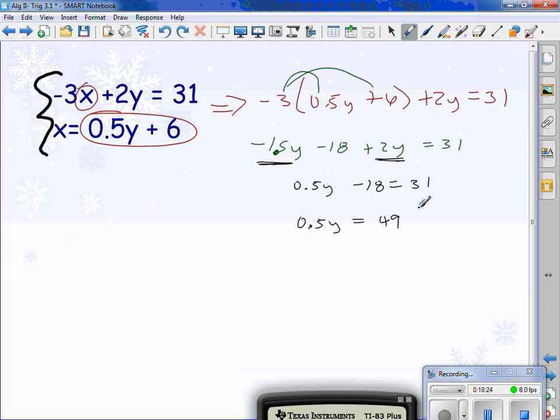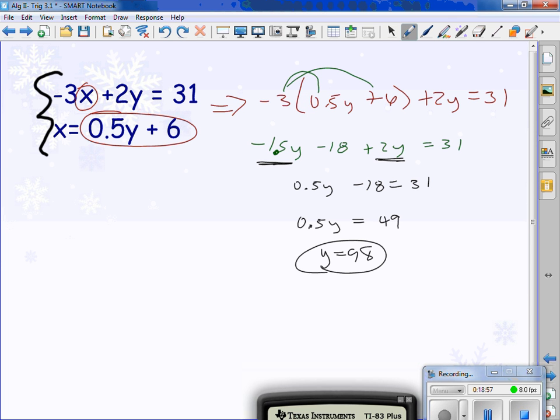Now what do I have to do? Divide by 0.5. But I know that 0.5 means a half. Now to get rid of a half, I multiply by the reciprocal, which is 2. 49 times 2 is 98. You can use a calculator, you're allowed. So I know y is 98. You would have never got this by graphing by hand. This would have been way off your graph most likely. If you would have counted by ones, you would have had 5 sheets of paper high.